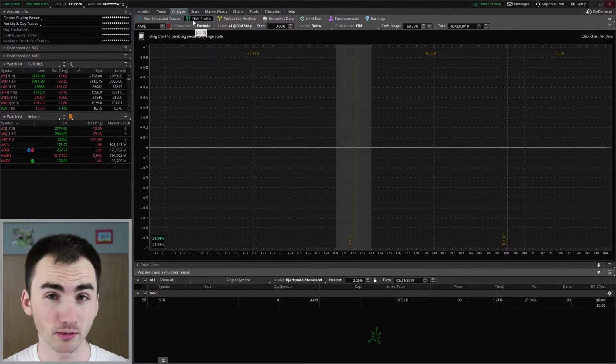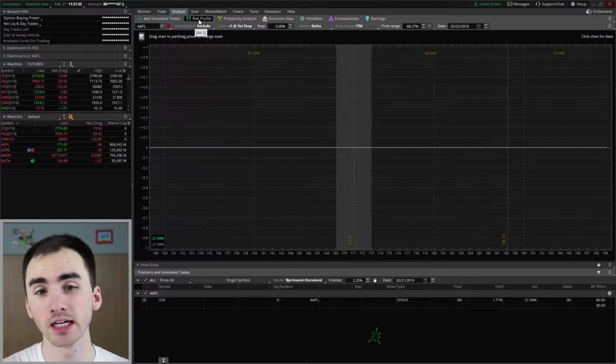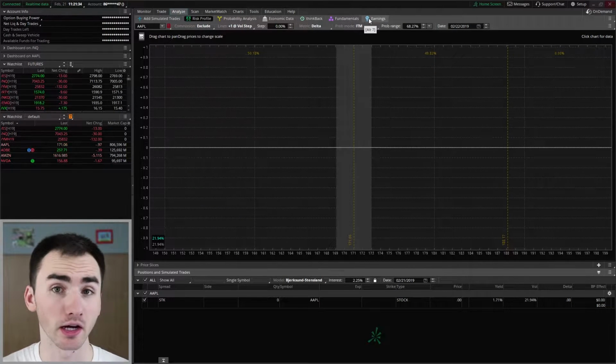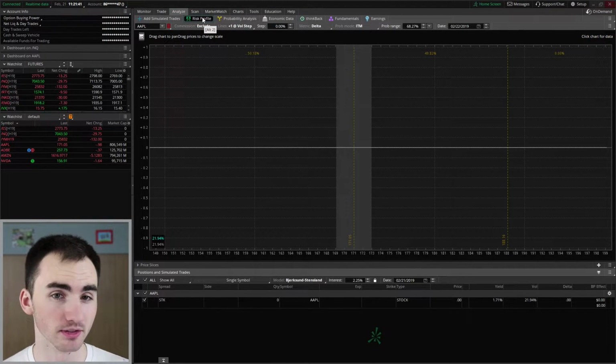Now, I'm going to generally be looking at the Risk Profile tab in the Analyze tab. I don't really use a lot of these other tabs in here because I don't find them very useful when you're analyzing your options positions.